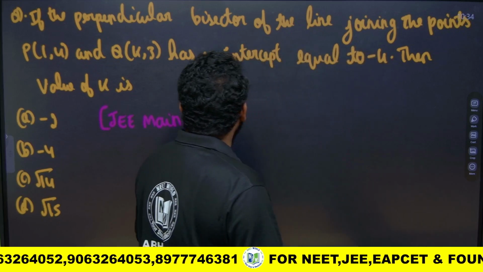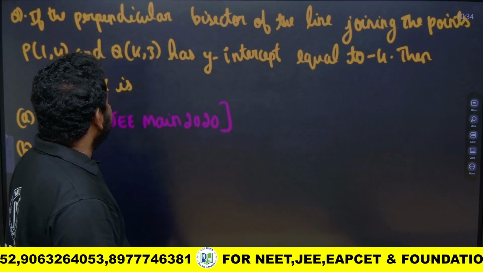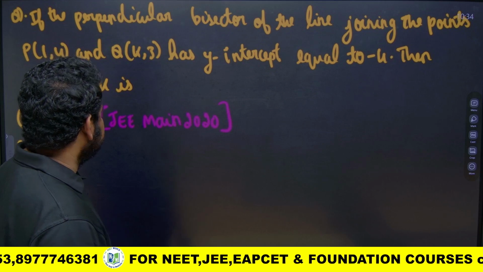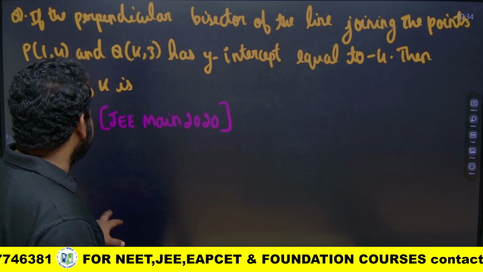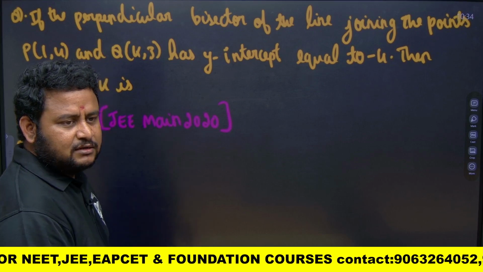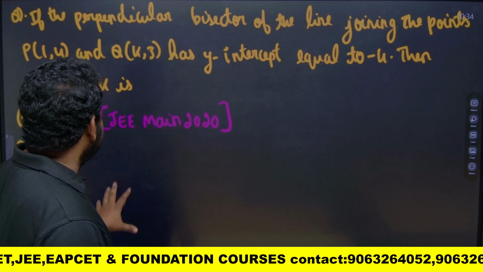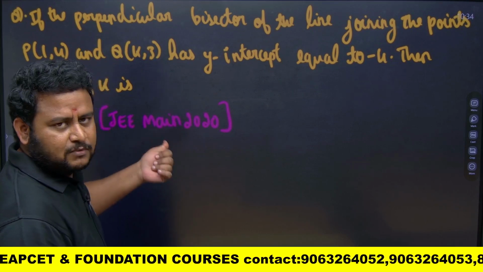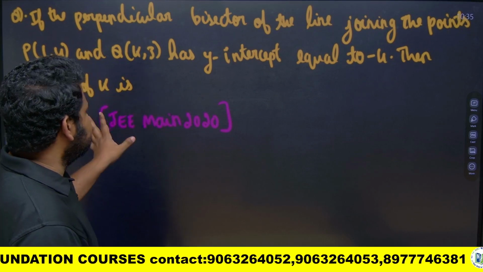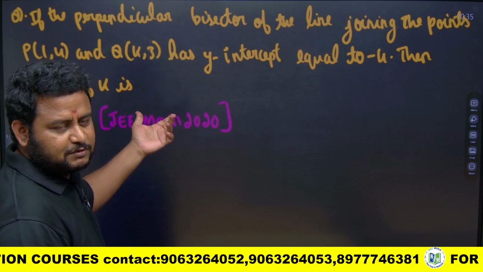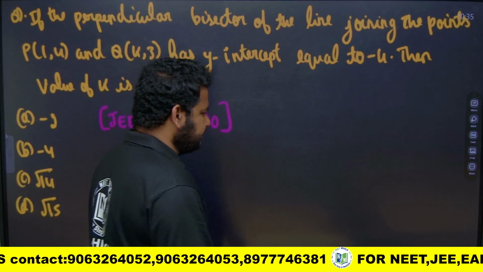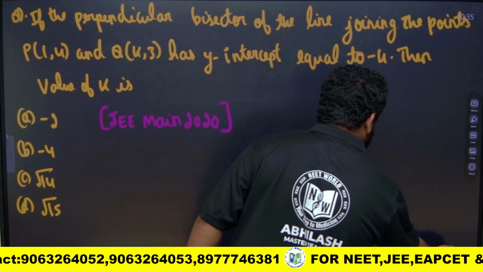They are telling JEE Main 2020 question: if the perpendicular bisector of the line joining the points P(1, 4) and Q(k, 3) has y-intercept equal to minus 4, then the value of k is. Actually, this question we have already done. No need to use the perpendicular line, that is not required. We will use the concept of slope, and we have done it. No need to draw a perpendicular line to a given line, because using the concept of slopes itself, slope for perpendicular lines, we have done it in the previous class. Don't worry about this. This is already solved.